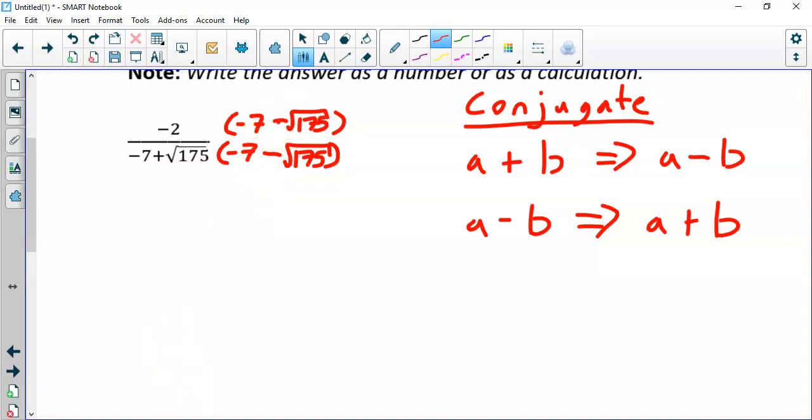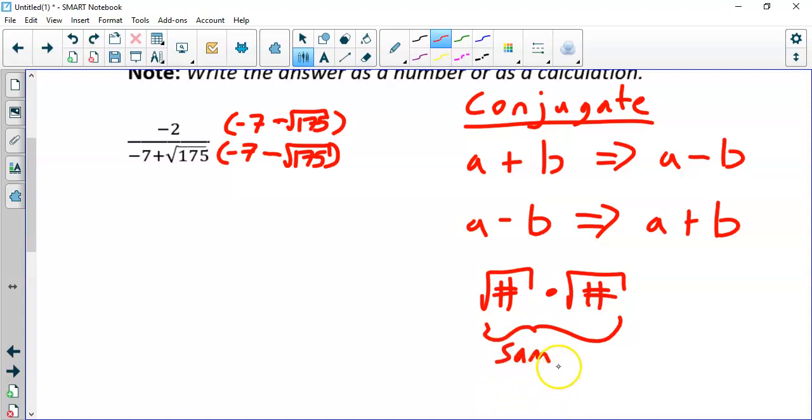Now, a couple other things to remember. When you take two radicals that are the same and multiply them, then whatever's underneath the radical will pop out. Like the square root of 10 times the square root of 10 is 10. The square root of 23 times the square root of 23 is 23. Okay?